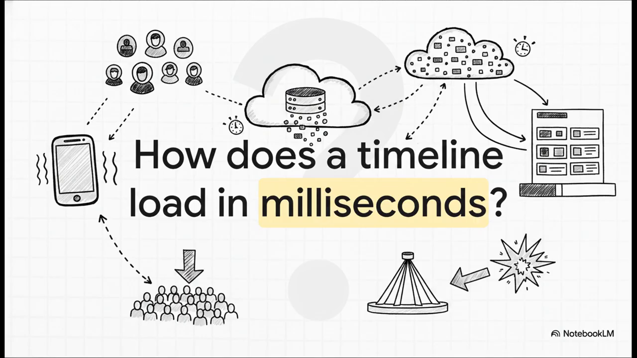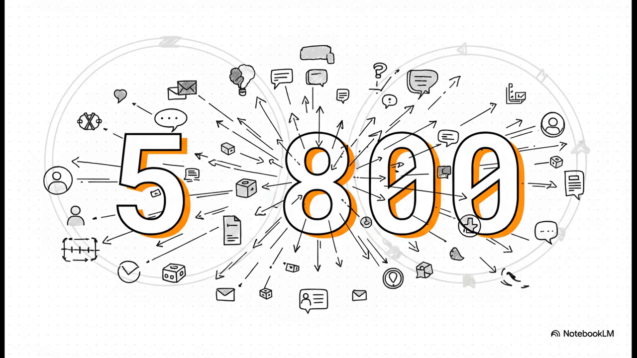And by the way, it has to do this for millions of people simultaneously, without the entire system just crashing to the ground. To really grasp how we build an architecture capable of that, we first have to understand the sheer scale we're dealing with. And this number right here? This is our first reality check, 5,800.